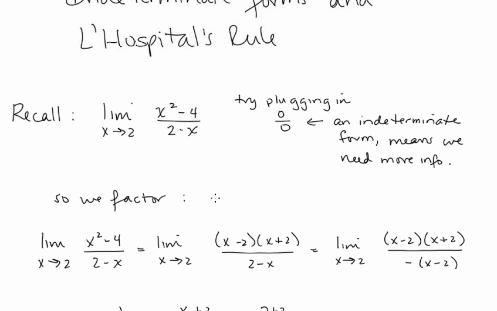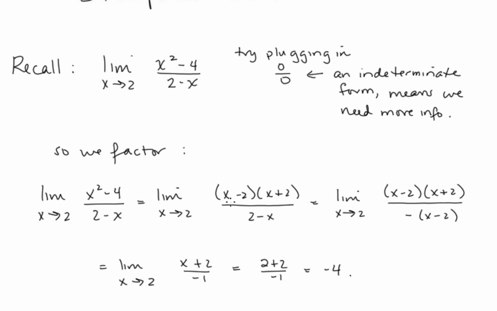So we factor here. In our numerator, we get x minus 2 times x plus 2. And we recognize that if we factor out a negative sign from the denominator, we can then cancel the x minus 2's, and we're left with x plus 2 over negative 1. So the limit as x goes to 2 here equals the limit as x goes to 2 of x plus 2 over negative 1. And at this point, now that we got rid of the 0 over 0 situation, we can just plug the 2 in and we get 4 over negative 1, or negative 4.